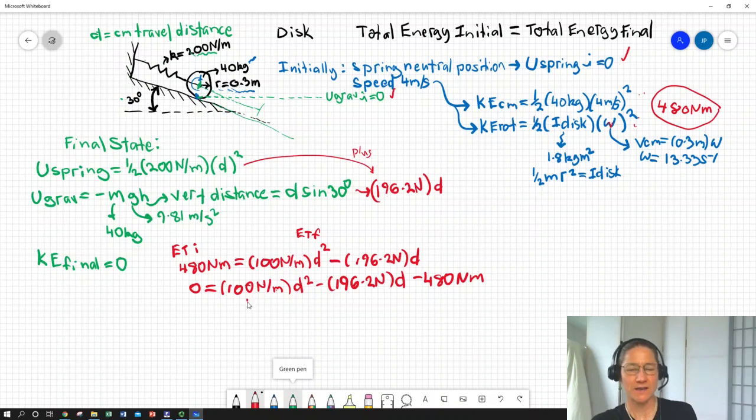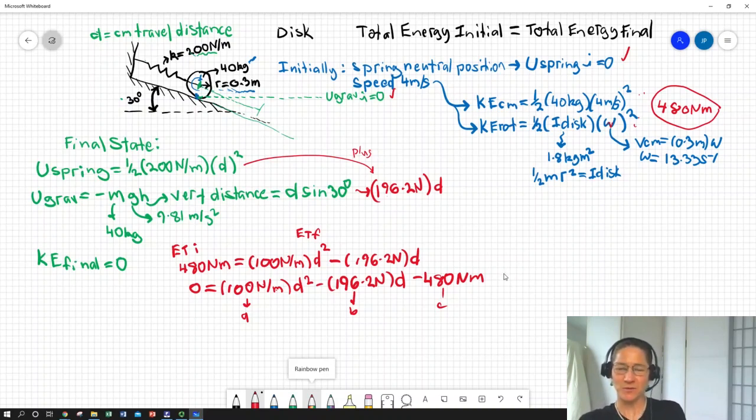That's a good check. So you could call that A, B, C. Go through the quadratic formula, your favorite quadratic solving method. That's probably an easy one, but you can solve that and get a d of 3.38 meters. So this disk will roll downhill 3.38 meters. And the spring will stretch out.